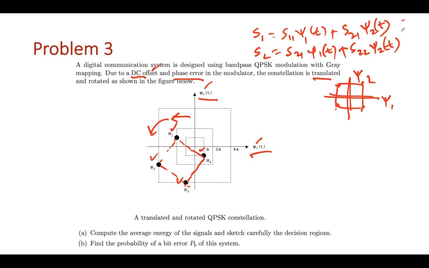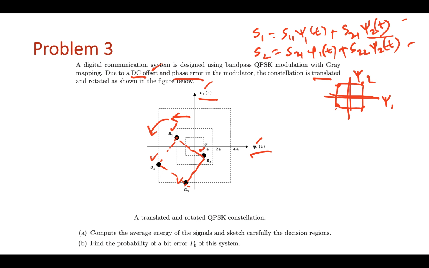So the concept is the same, the notations are different here, but let's see. It has asked you to compute the average energy of the signals and sketch carefully the decision regions. For calculating the average energy, you have to know the relative positions of these signals. So let's say the geometry is given here.